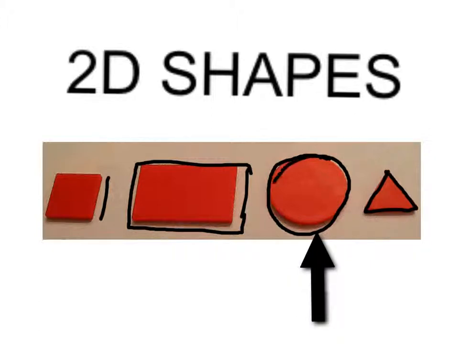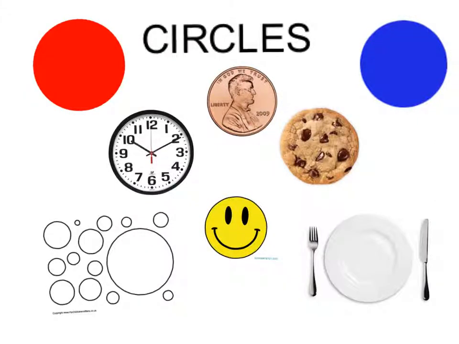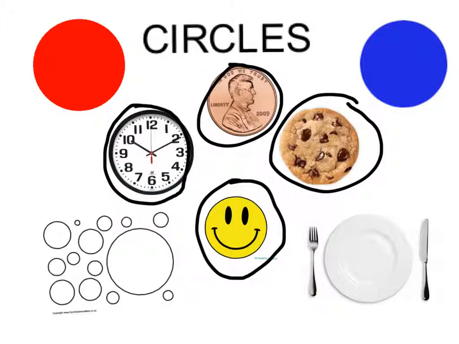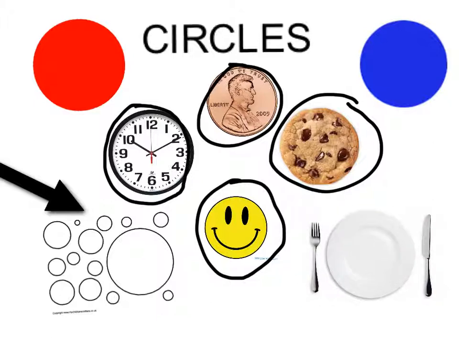Our circle doesn't have any straight lines, it has curved lines, like this. So let's look at some different circles. Here are some different circles. Just like the other shapes, they can come in different sizes and different colors. They can even have designs on them. Like here's one you might recognize. A clock is a circle. A penny, maybe your favorite cookie, chocolate chip cookie, is a circle. Smiley face. This picture here shows that there's lots of different sizes that circles can be in. Even your dinner plate is a circle.